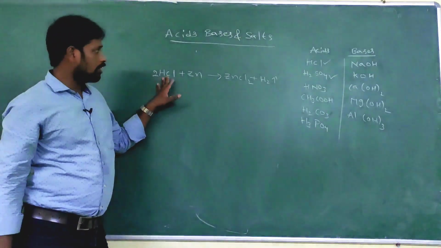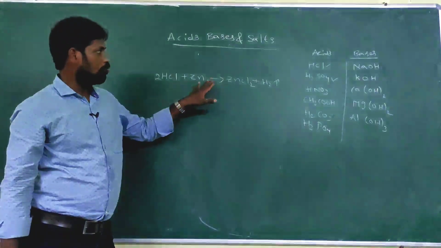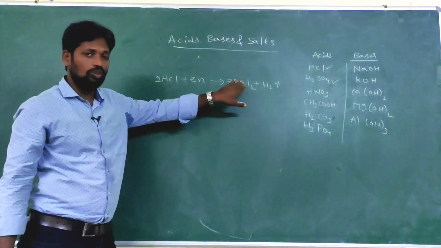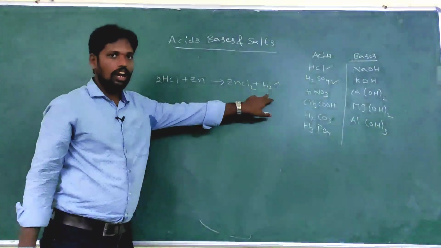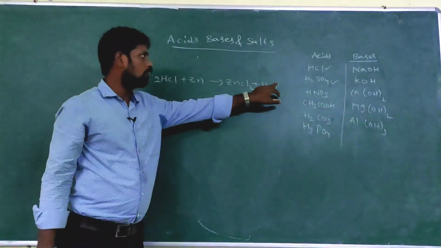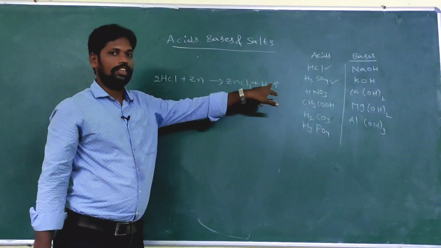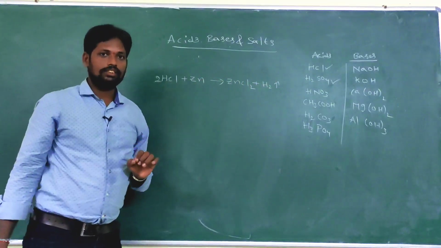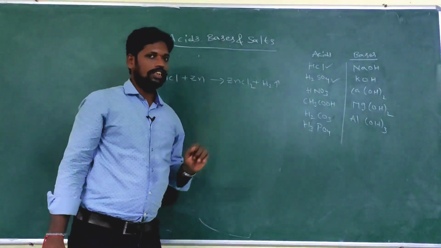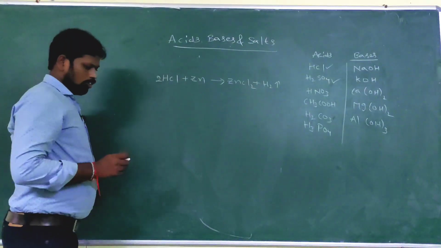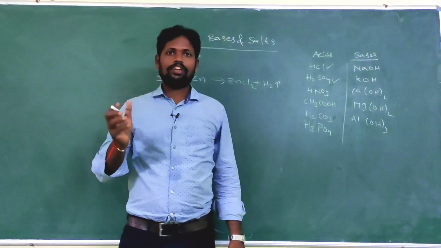When acid reacts with metal, it forms zinc chloride, ZnCl2, and releases hydrogen gas. The hydrogen gas symbol is an upward arrow, meaning it is a gas. Now, this is the reaction of acid with metal.